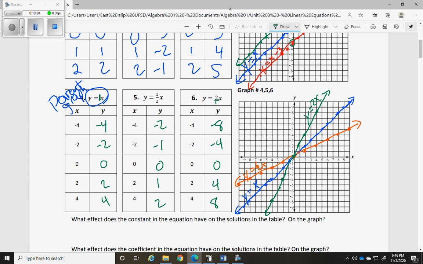The number added on at the end, none of these have anything added on at the end, so I could put a plus 0. And guess what? They all cross the y-axis at 0. So now we can answer these questions at the bottom. What effect does the constant in the equation have on the solutions in the table? So the constant is a number added on at the end. The constant is where it crosses the y-axis.